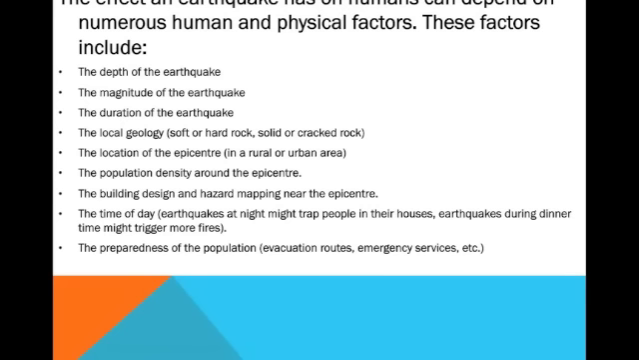So, the effect that an earthquake has on humans can depend on numerous human and physical factors. These factors include, firstly, the depth of the earthquake, the magnitude of the earthquake, the duration of the earthquake, the local geology, is it soft or hard rock, solid or cracked, the location of the epicenter, is it in a rural or urban area, the population density around the epicenter, the building design and hazard mapping near the epicenter, the time of the day, because earthquakes at night might trap people in their houses, and earthquakes during dinner time might trigger more fires, etc., etc. The preparedness of the population, do they have evacuation routes, emergency services, etc.